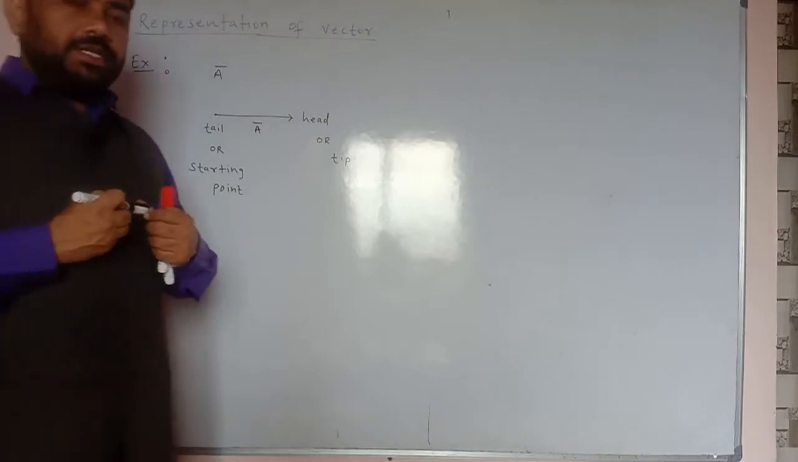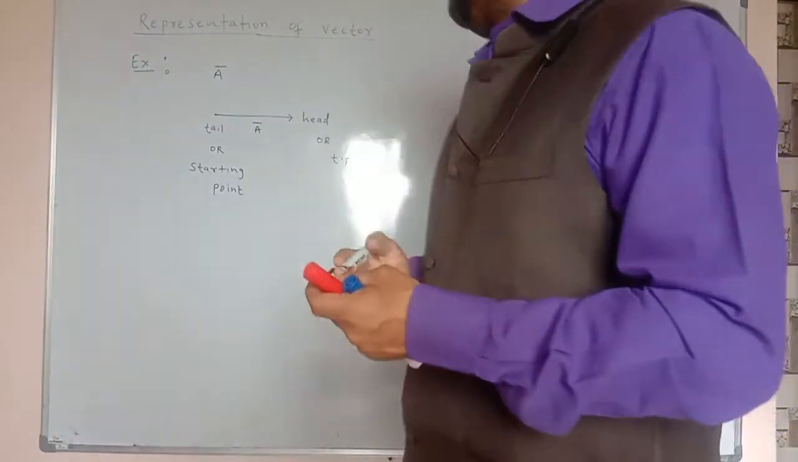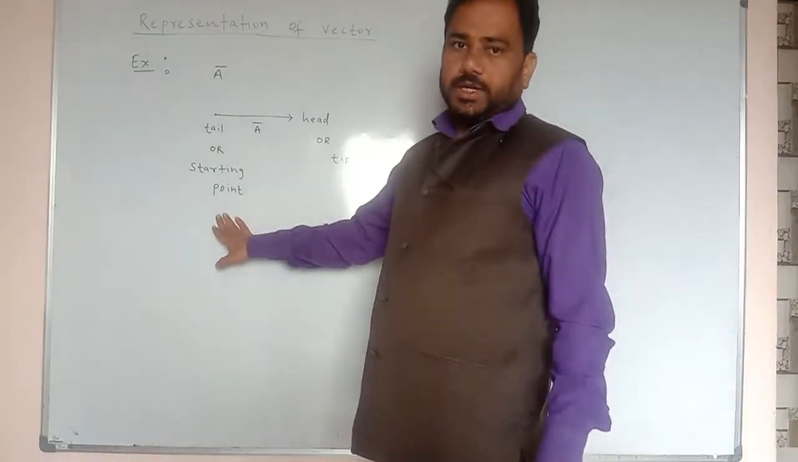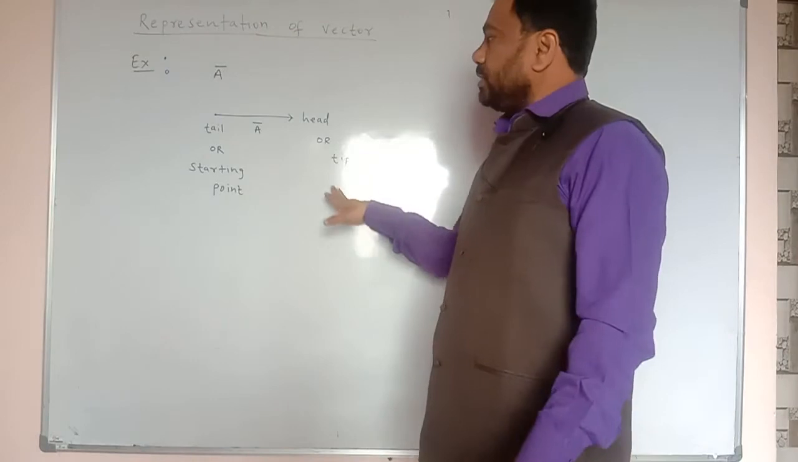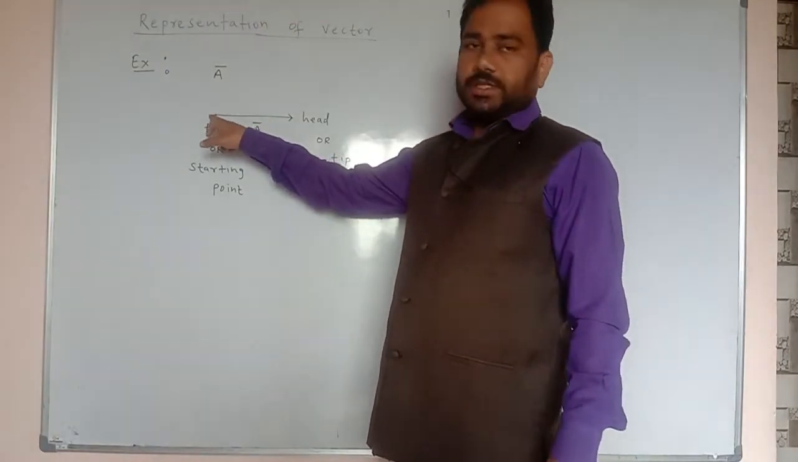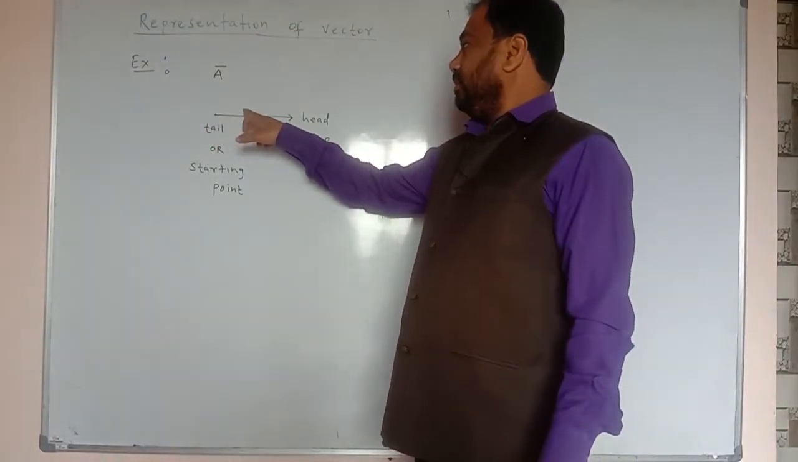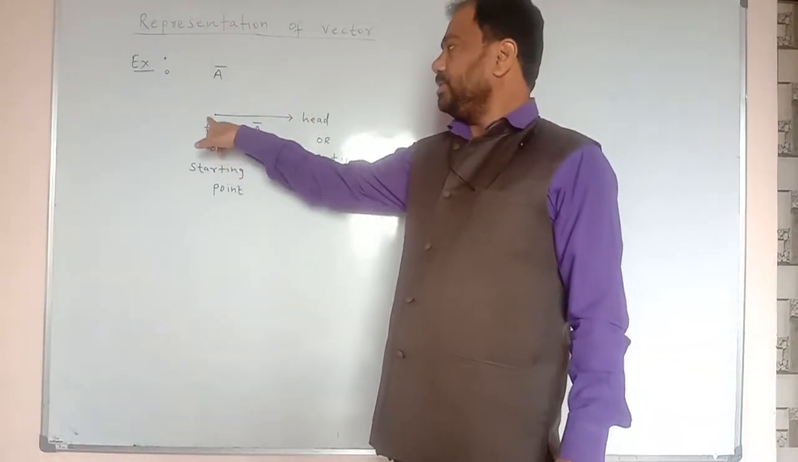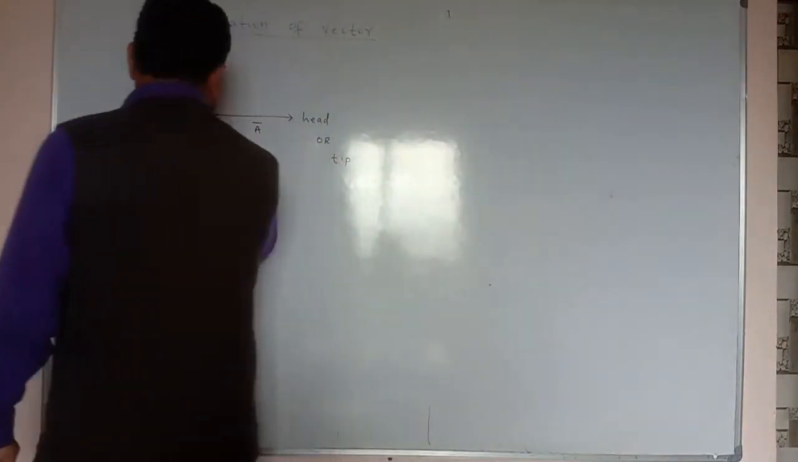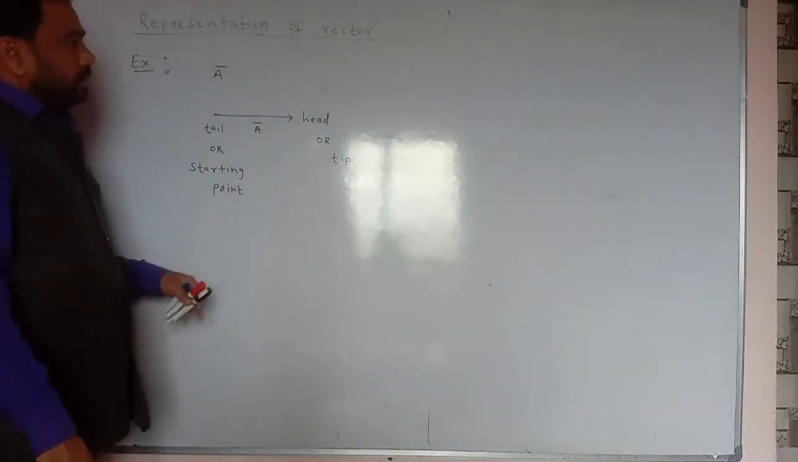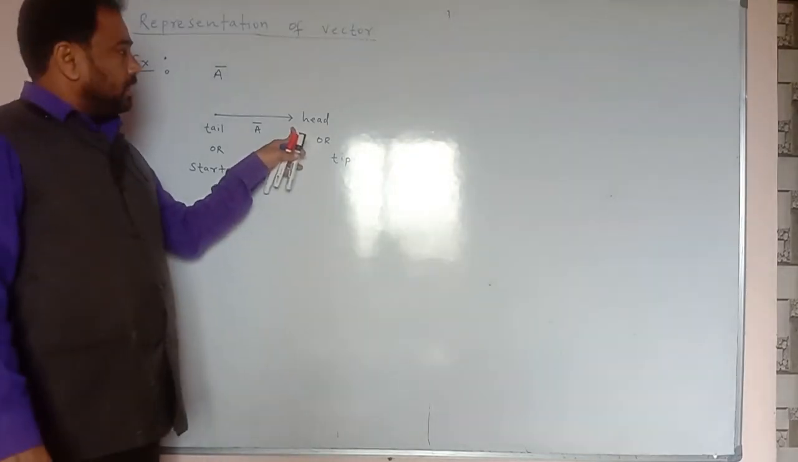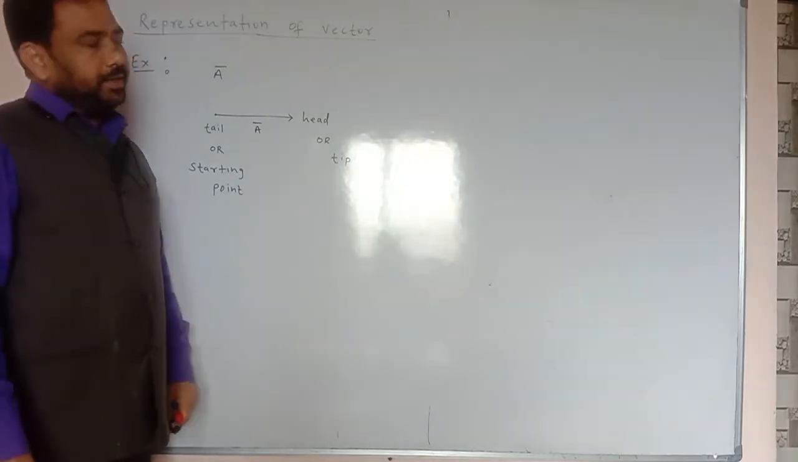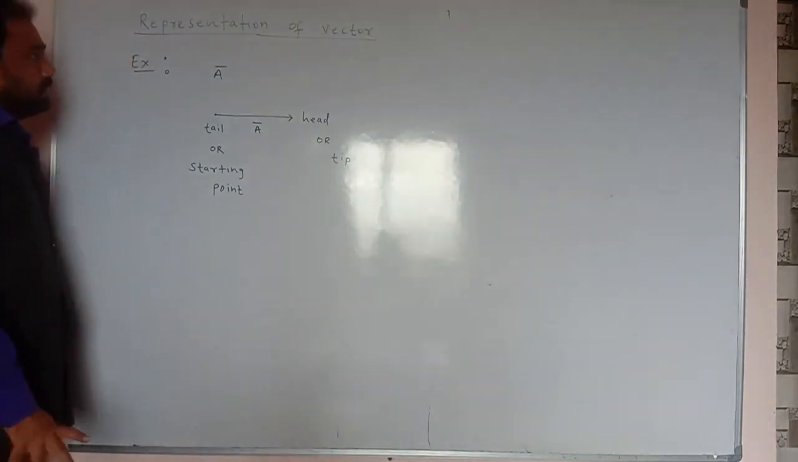To represent vector A, you must know the two points. One is the starting point and another is the tip. The starting point means the point at which you start to draw a straight line. So that starting point is also called the tail. So this point is called the tail, and the arrow you put here, this arrow is called the head, or we can say tip.